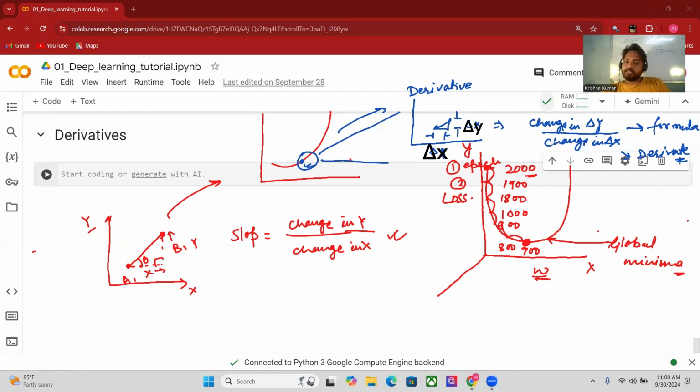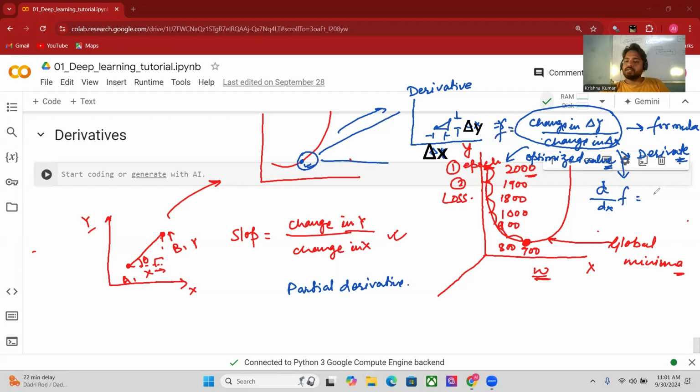And this derivative is basically used to find the optimized value. Now, partial derivative. If I show you how to calculate a derivative of this, I would say d upon dx of, let's say this is my f function, so f. This is how we calculate the derivative.